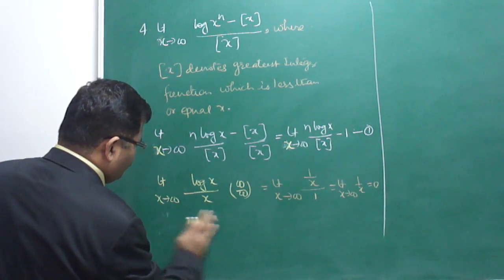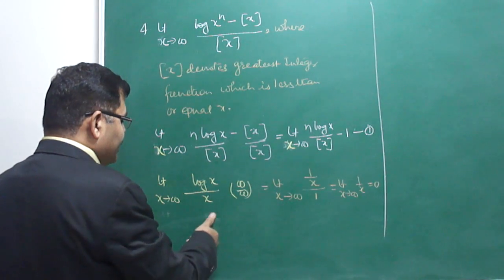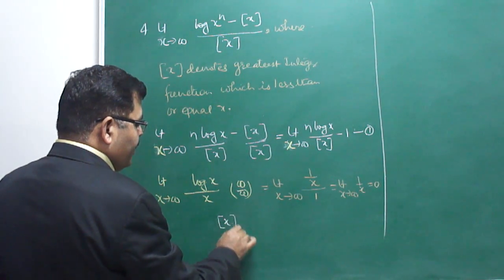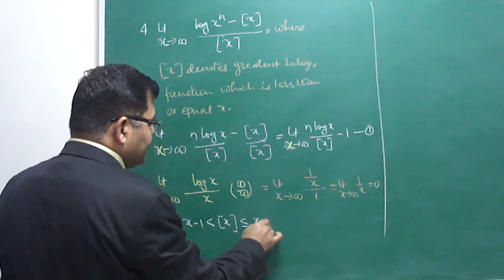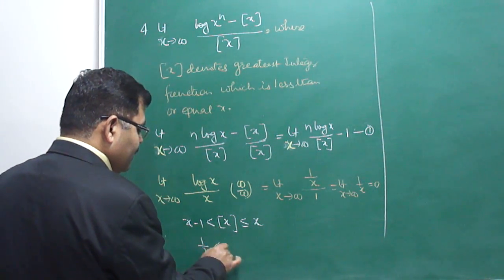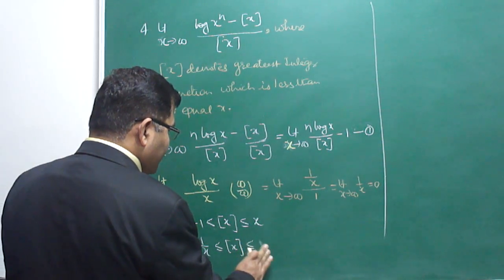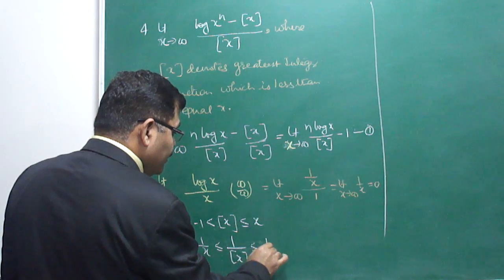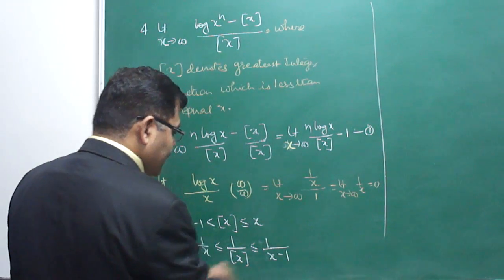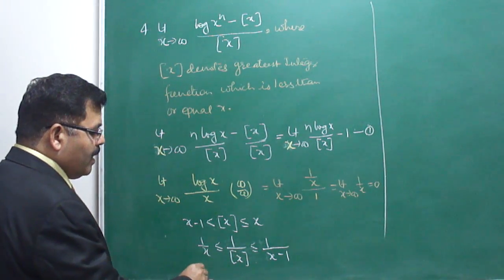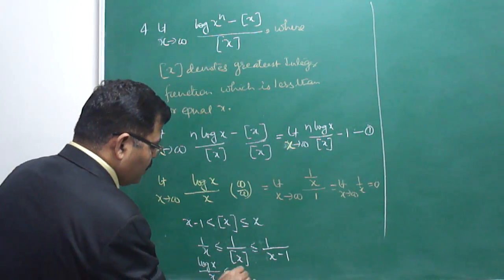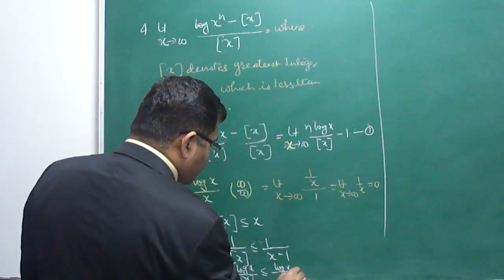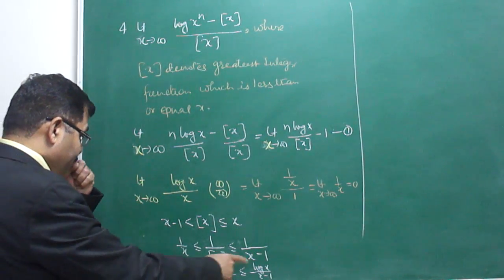But here, this is not x. This is the greatest integer function of x. Let me remind you again, the greatest integer function of x is greater than x minus 1 but less than or equal to x. If I take the reciprocal, the inequality sign will change. Log is defined for positive values, so multiplying by log x, log x divided by x minus 1 is bounded like this.